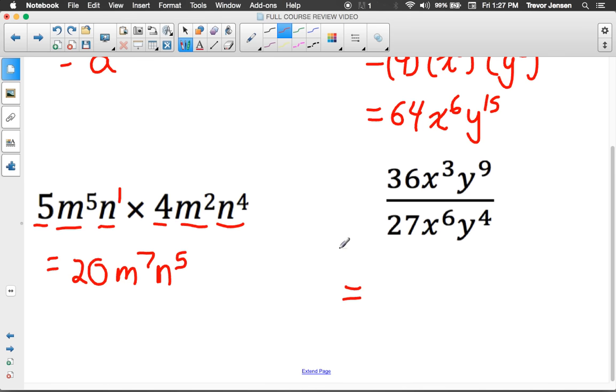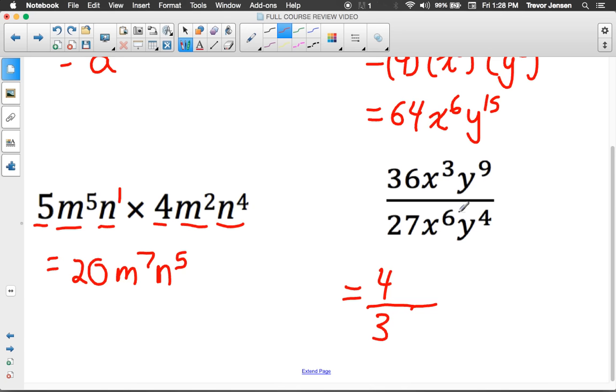27 doesn't go into 36 evenly, but I can reduce that fraction by finding a number that goes into both of them evenly. And in fact, 9 goes into both 36 and 27. 9 goes into 36 4 times. And it goes into 27 3 times. So I can reduce 36 over 27 to 4 over 3.